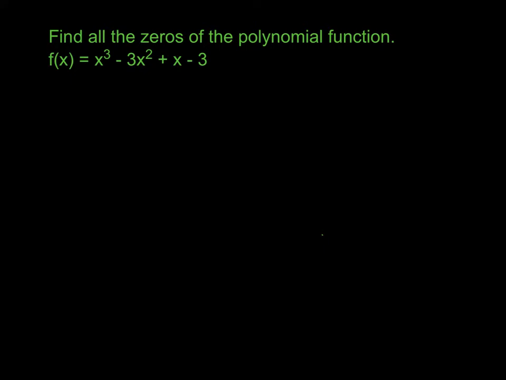Okay, so let's try this example. Find all the zeros of the polynomial function. Let's think ahead here and decide how many solutions we should find when we're finished with this problem. And the answer is we should find 3 because it is a third-degree polynomial.